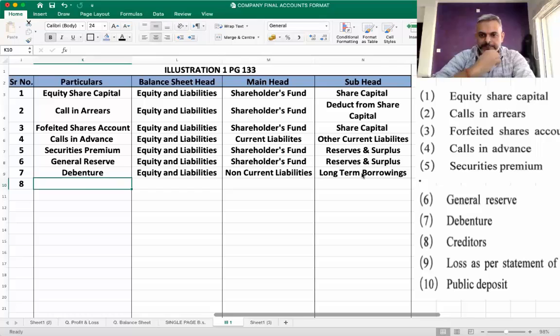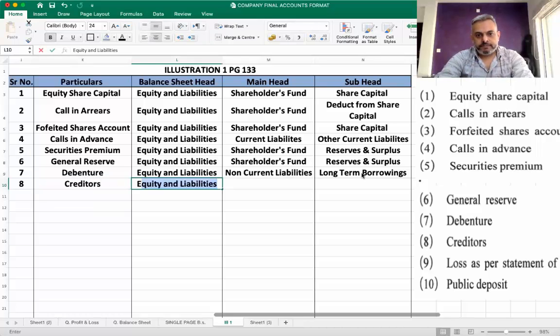Eighth, creditors, again equity and liabilities. Creditors basically are trade payables, so it will go to current liabilities under the heading trade payables.